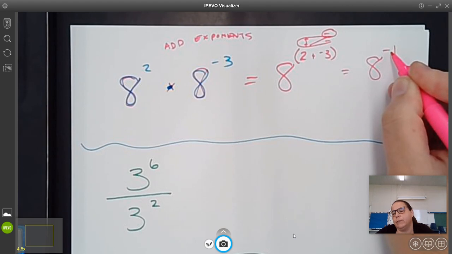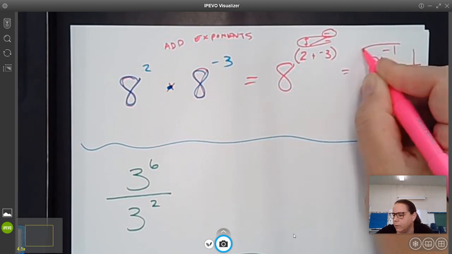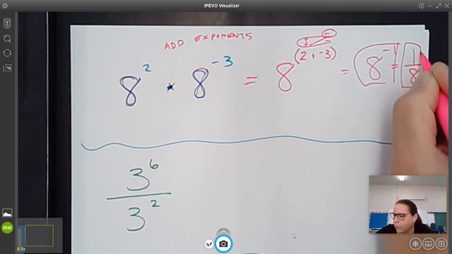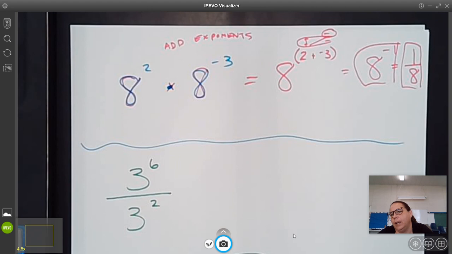And then, remembering that a negative exponent means division, it could have also been 1 over 8. This is okay. This is also okay. And on the quiz, it may ask you to select all that apply that are equivalent. So you would pick this one and this one, because these are both equivalent.